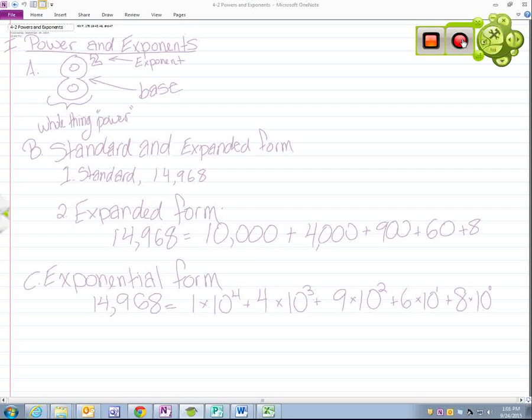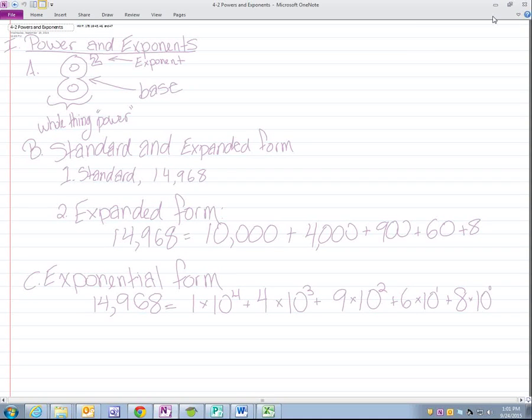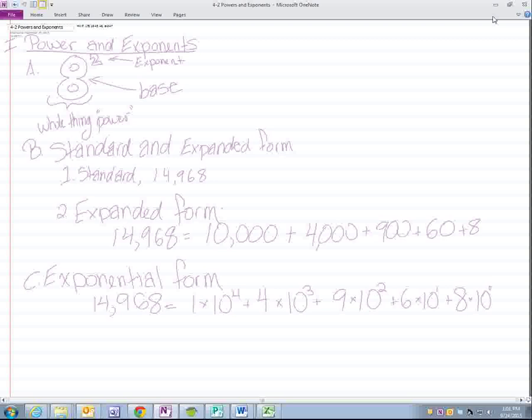So we're continuing our notes from yesterday. We're talking about powers and exponents. And I remember that color being a lot brighter yesterday.